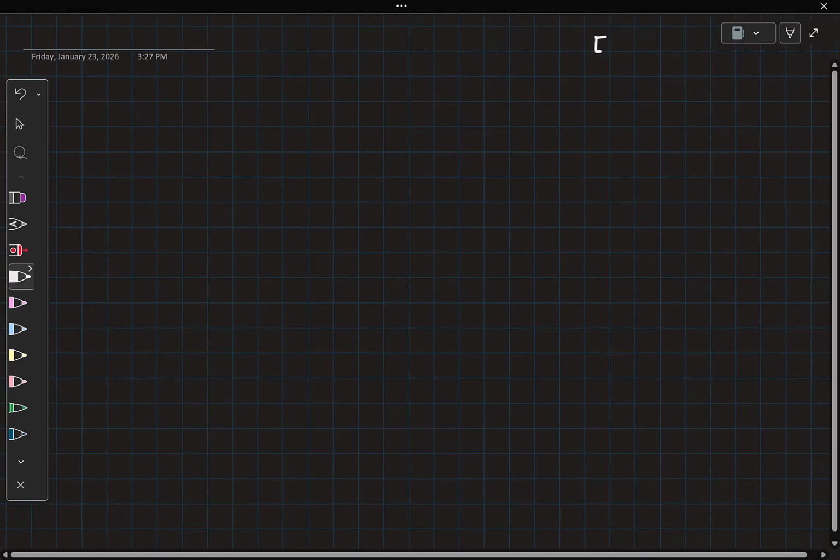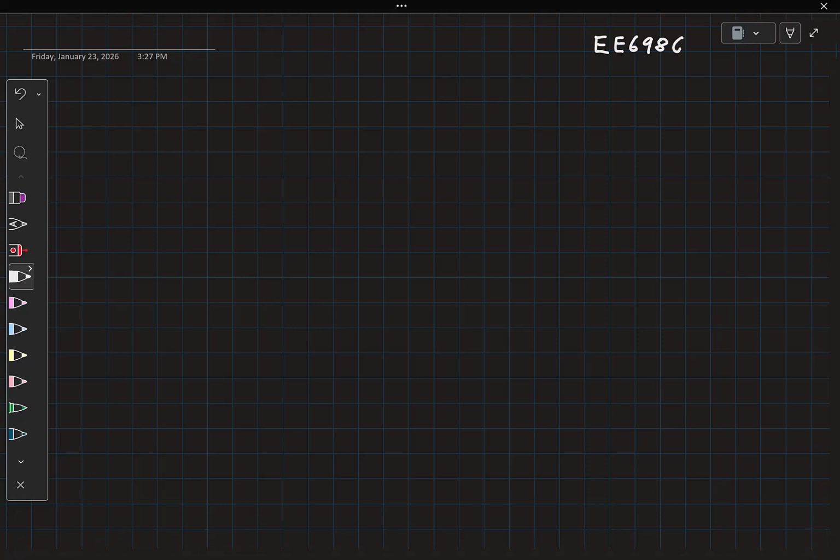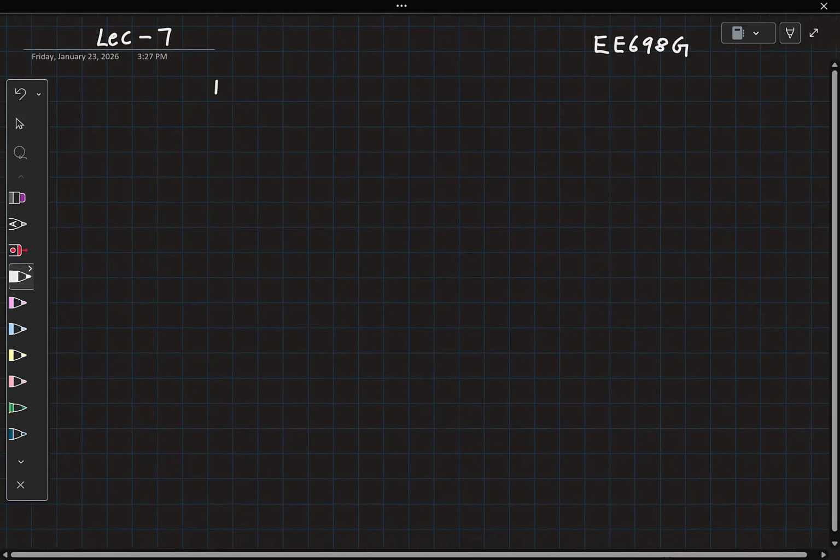So this is EE698G. We are now at lecture 7 and we have started looking at phase detector architectures.